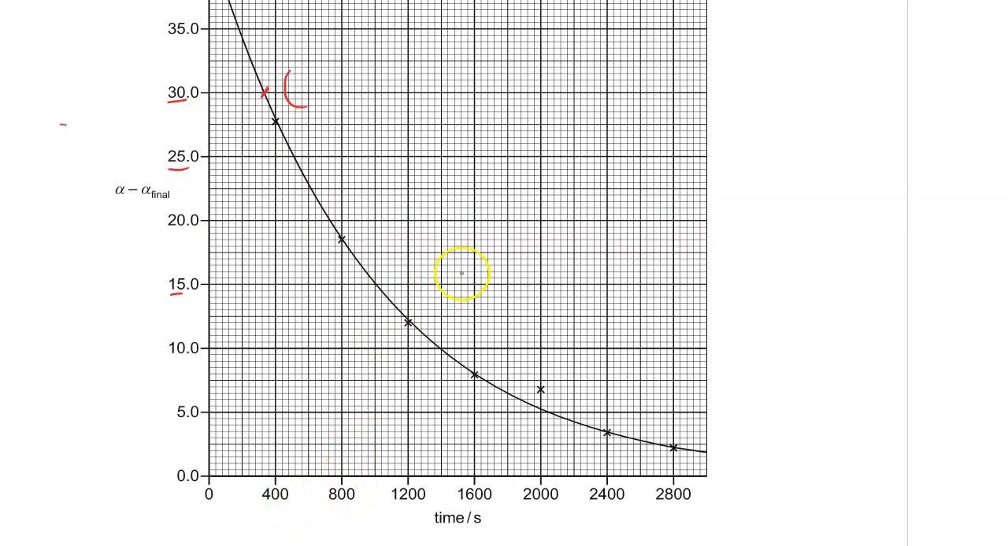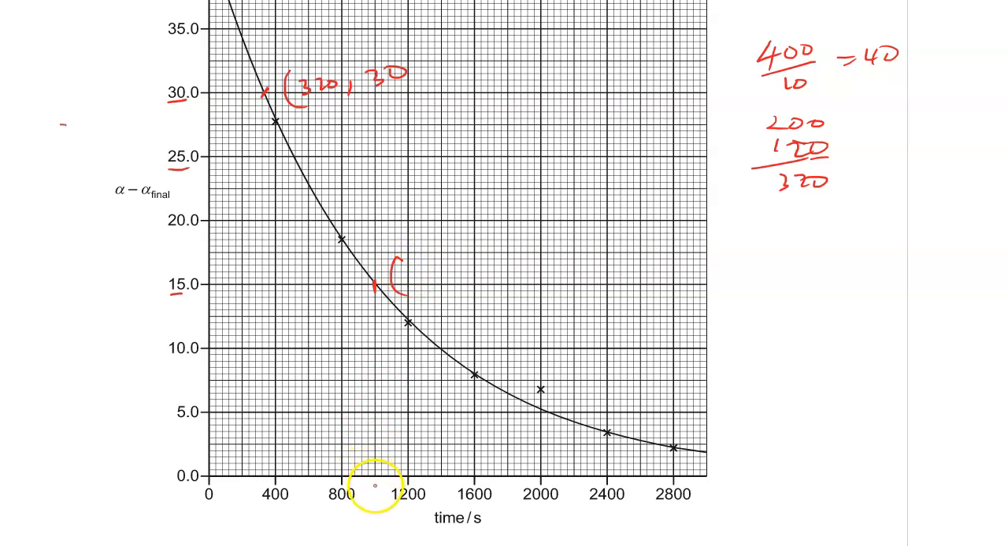On the x-axis, 400 divided by 10. The distance from 0 to this is 400, and there are 10 small squares there, so each small square is 40 seconds. So if this is 200, then 1, 2, 3, 3 times 40 gives 120, so 320. So 320 here, 60 here. So this is 320 and 30. I'll pick this point here.